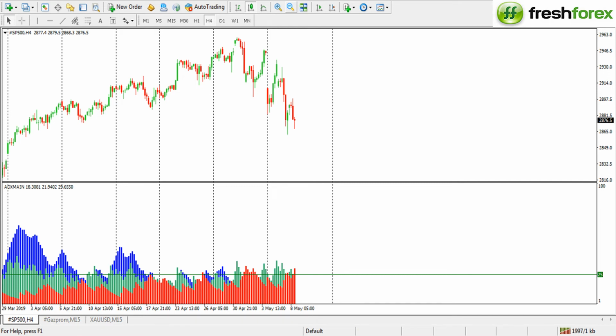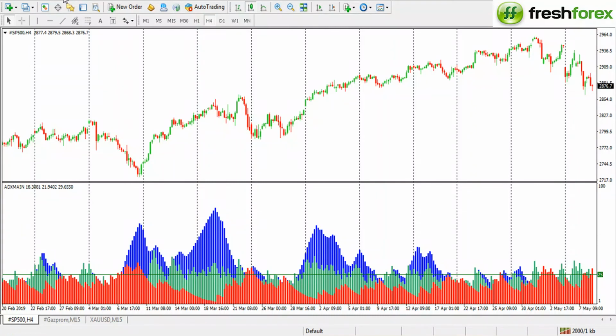Anything to do with that indicator, it's available for all MT4. If you're using FreshForex, then it is here. It is under insert, then indicators, and then trend indicators. We have ADX, average directional movement index.